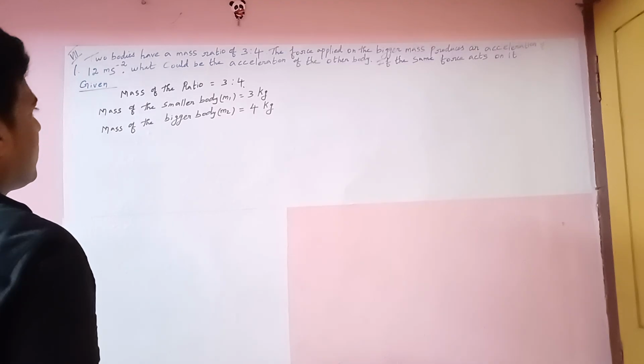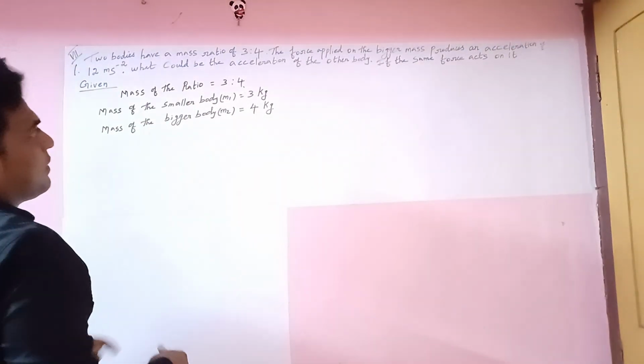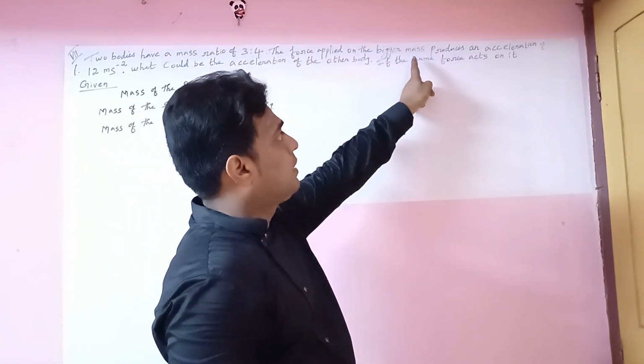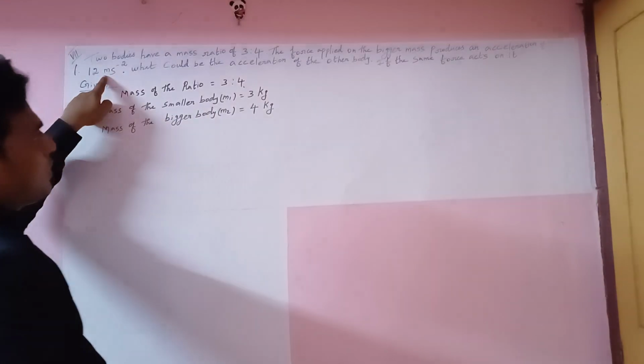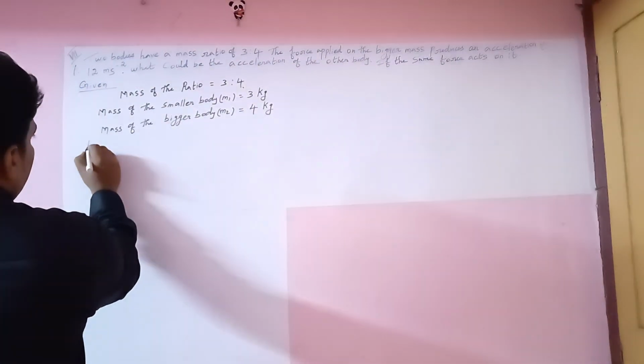So we have to find out the acceleration A1. They have already given the data: the force applied on the bigger mass produces an acceleration of 12 ms power minus 2. Because this is the A2 value, we have to write it down.